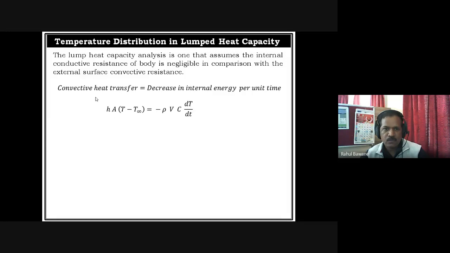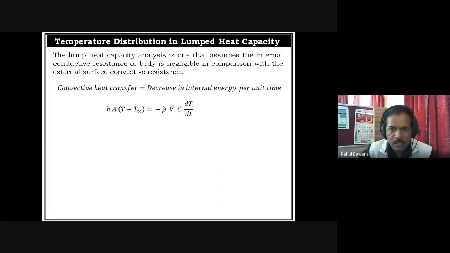Now we know the convective transfer formula, Newton's law, is hA(T minus T infinity), where h is the convective coefficient, A is the surface area, T is the temperature of that object, and T infinity is the temperature of the surrounding fluid. And this must be equal to the decrease in internal energy. Now internal energy, we know, is mCp delta T.